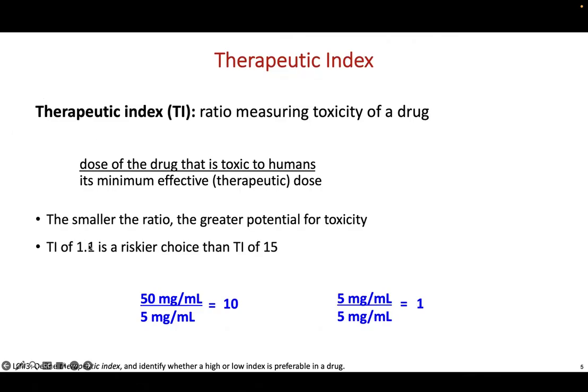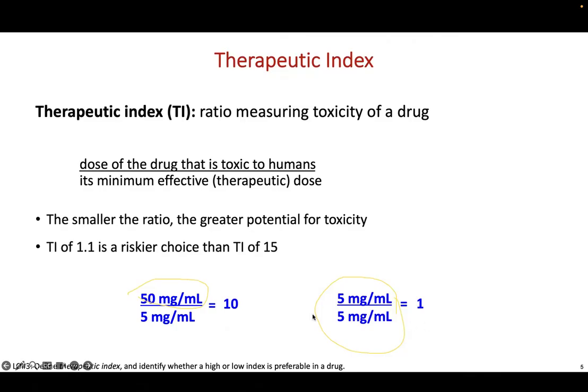An example is seen below here where we have the dose of drug that is toxic to humans, about 50 milligram per ml. And then we have the minimum effective dose, which is 5 ml. It gives about 10. And then we have another drug which has a dose of 5 milligram, which is the dose of toxicity to humans, and the minimum effective dose, that is how much effective dose you can have to be healed, and that is 5.